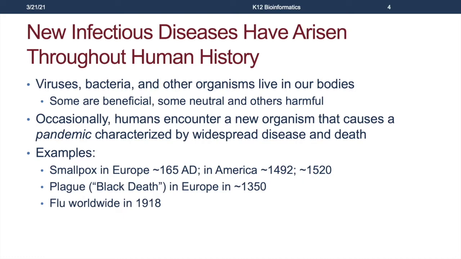For example, smallpox was responsible for many plagues that affected Europe even as far back as 165 AD, and it was a notorious illness brought to the Americas by European colonizers in 1492 and 1520, which resulted in the death of many Native Americans. You may have heard about the plague or Black Death that happened in the Middle Ages that wiped out a substantial proportion of the population at that time in the regions it affected. More recently, in 1918, there was a strain of the flu that infected many people and also resulted in many deaths.